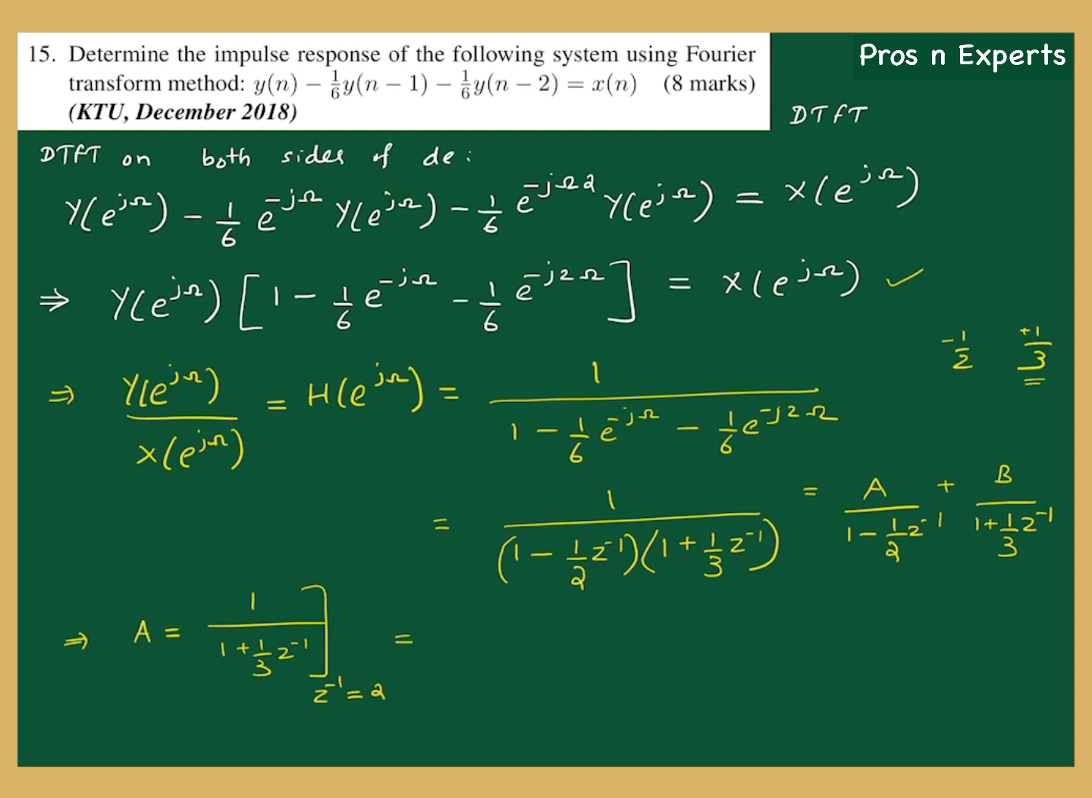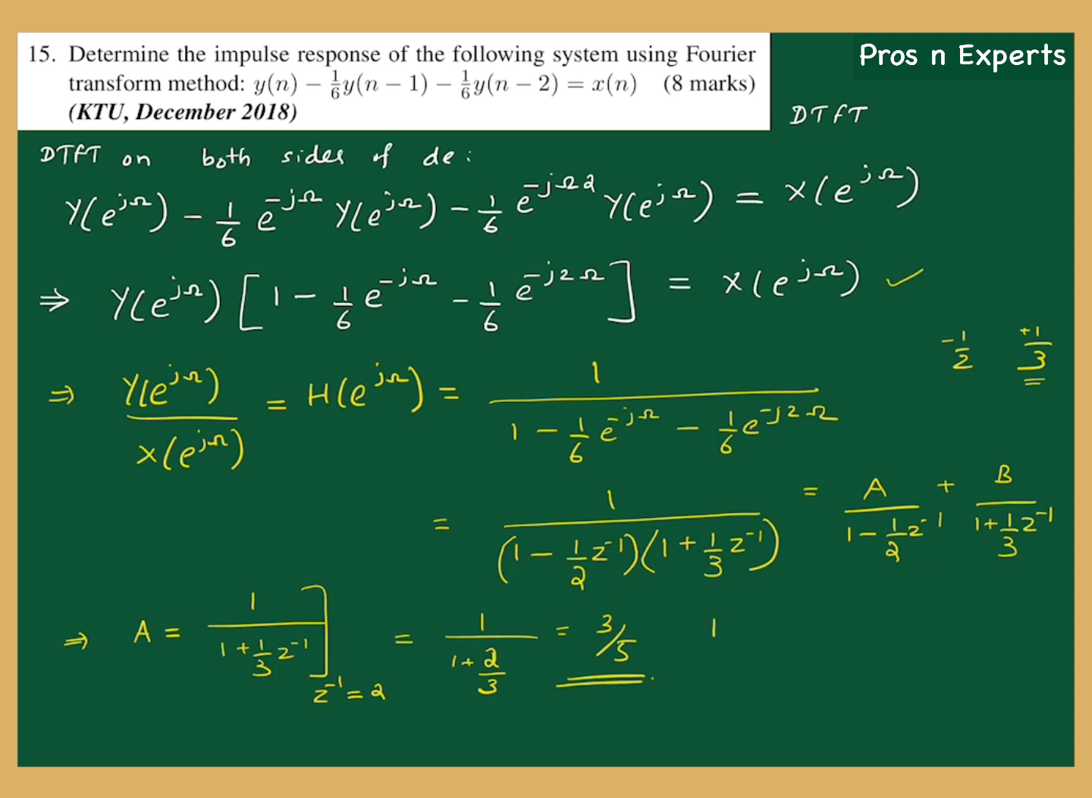That will give you 1 by 1 plus 1 by 3 into z inverse, which is 1 plus 1 by 3 into 2. So 1 plus 2 by 3. That will give you 1 by 5 by 3, that is 3 by 5.